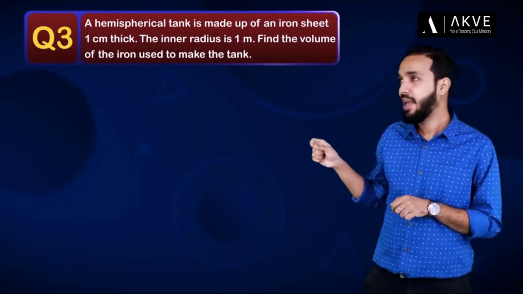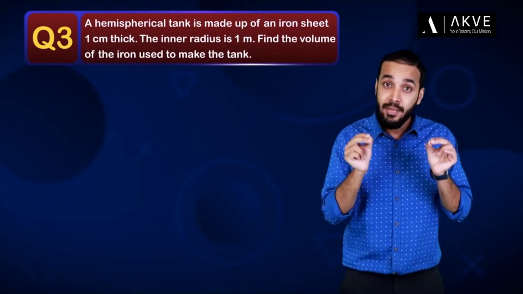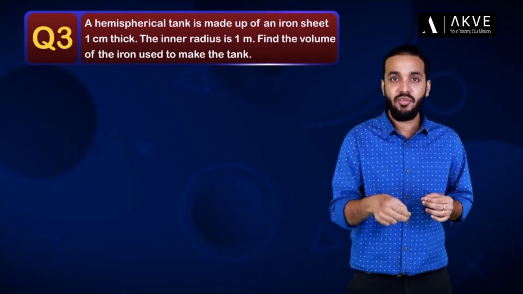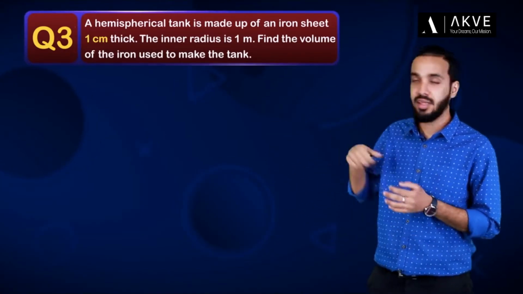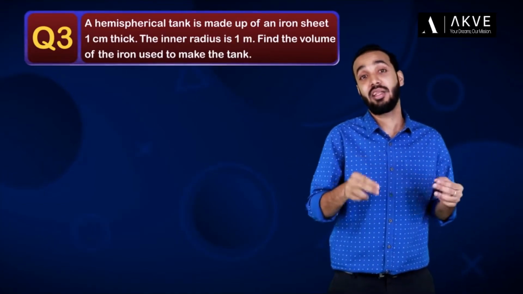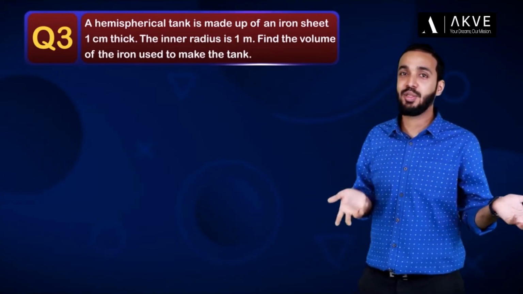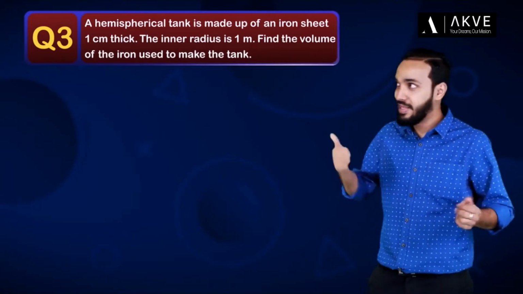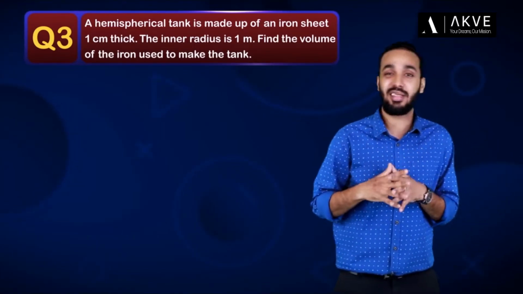Hey, we solved 2 questions in just around 5 minutes. Not bad at all. Let us now look at something that deals with hemispheres. Say this one. It states that a hemispherical tank is made up of an iron sheet 1 centimeter thick. The inner radius is 1 meter, and we just have to find the volume of iron used to make the tank. This one's as easy as the previous ones.